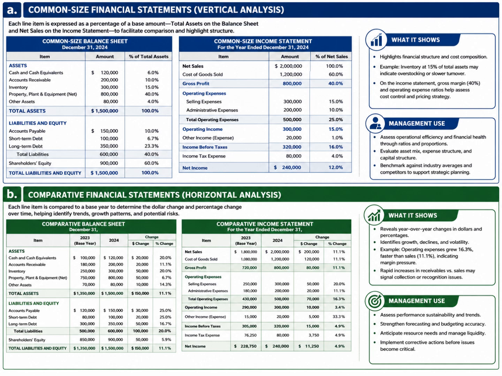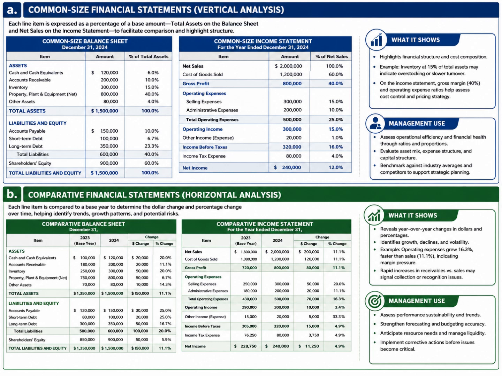On the income statement, changes in gross margin or operating expense percentages help identify shifts in cost control, pricing strategy, or profitability trends. Managers use common-size statements to assess operational efficiency and financial health. By analyzing expense ratios, asset mix, and capital structure proportions, decision-makers can evaluate performance drivers, detect unusual patterns, and benchmark against industry averages to support strategic planning.